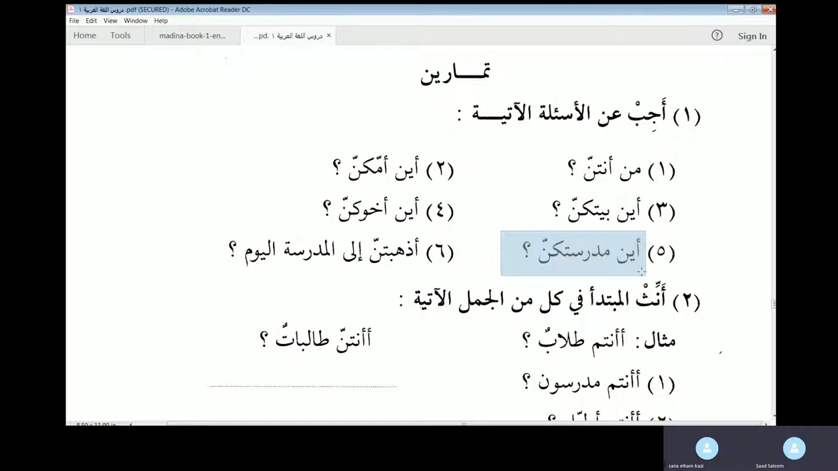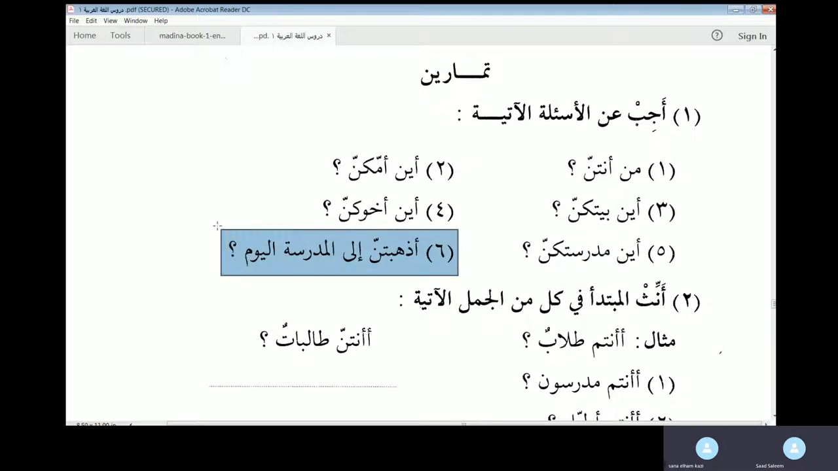Aina madrasatukunna. Where is the school of you all? Madrasatuna. Okay, our madrasatuna qaribatun minal masjidi. Okay, why qaribatun? Yes, because madrasa is a feminine word, so qaribatun.